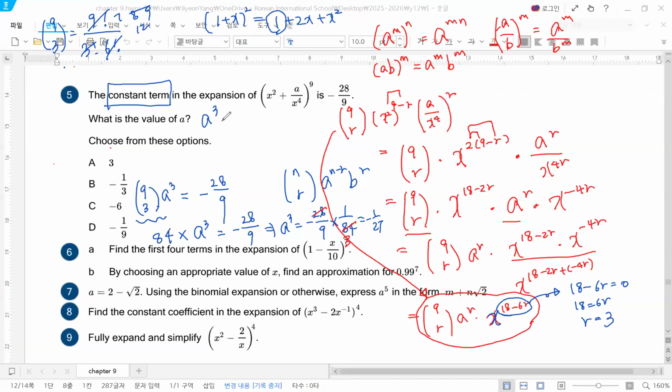Since a cubed equals negative 1 over 27, a equals negative 1 over 27 to the power of 1 over 3, then you can find this value as negative 1 over 3. That is the answer. Let's move to question number 6.